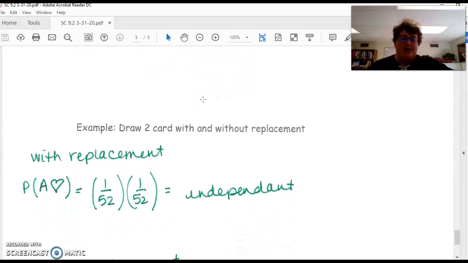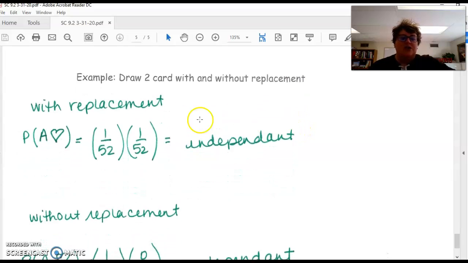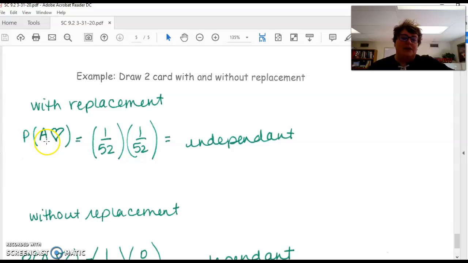Okay, the second one is an example where we draw 2 cards with or without replacement. With replacement, what's the probability of drawing an ace of hearts? The first time, there's 1 try out of 52 cards to get an ace of hearts. With replacement means I'm going to stick that card back into the deck, and I again have 1 out of 52 to try to get that. So the probability stays the same, and this is when it's considered independent.